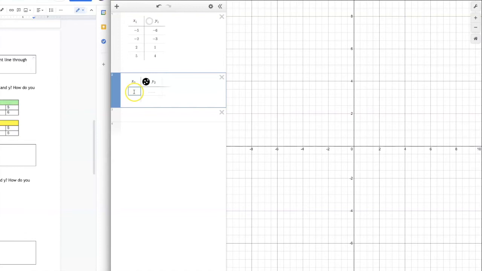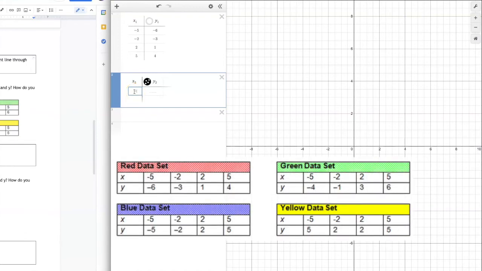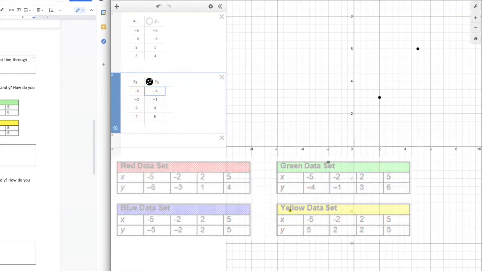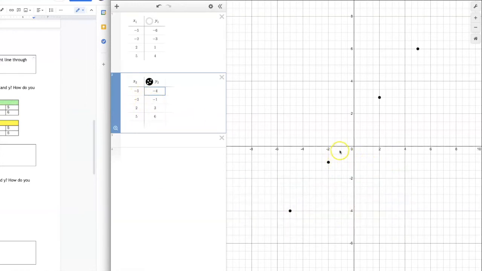Let's do this next one. The green data set, -5, -2, 2, 5, 6, 3, -1, and -4. Just double check that you're partnering the same numbers together. -5 with -4, -2 with -1, etc. And this looks like it goes just above 0. So that's not going to be a proportional relationship.